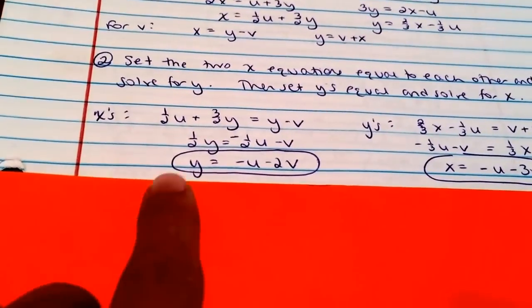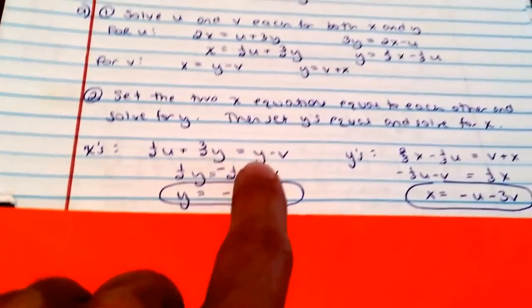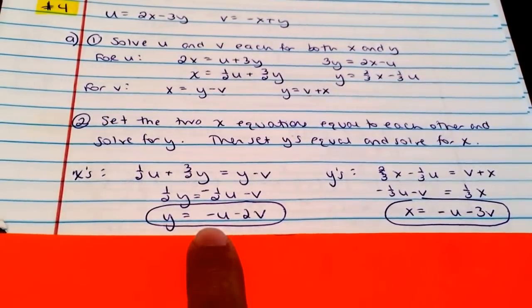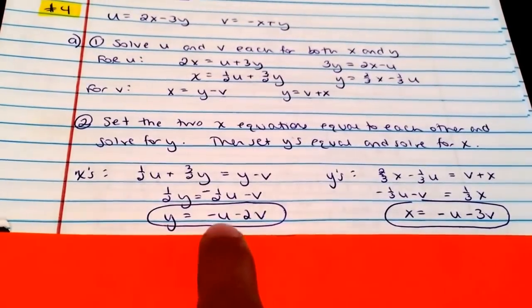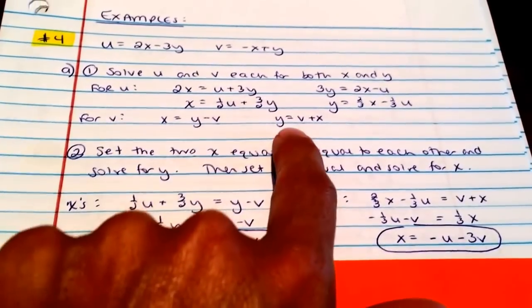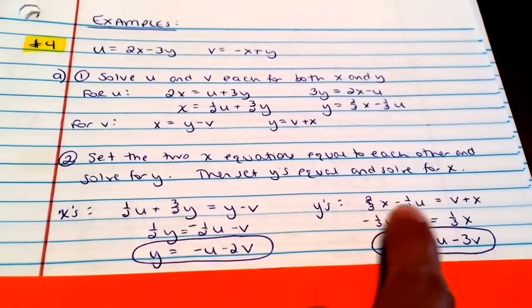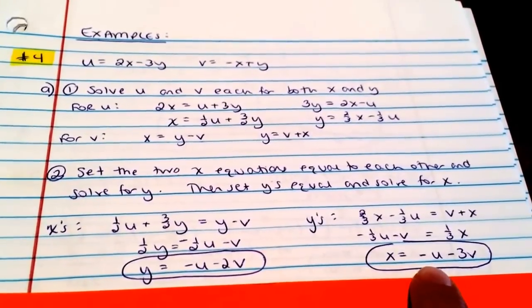So take the 2 x equations, set them equal to each other. So it was this x1 and this x1. Set them equal to each other and solve for y. And then notice now y is a function of u and v. And then you're going to take the 2 y's, this one and this one, set them equal to each other, solve for x. Notice x is a function of u and v.